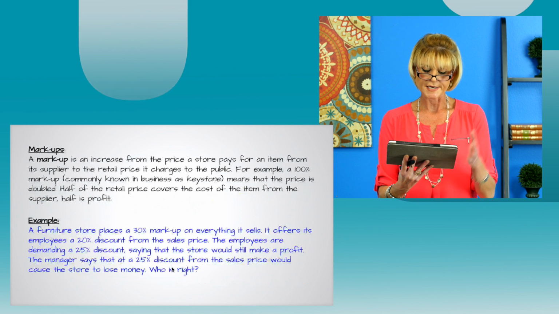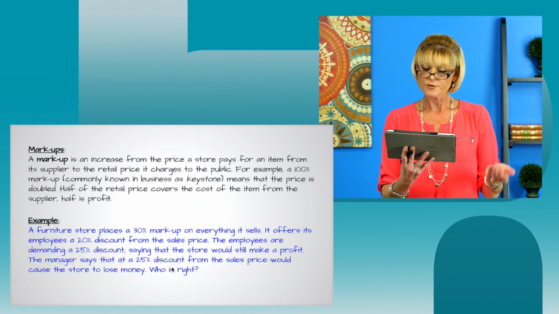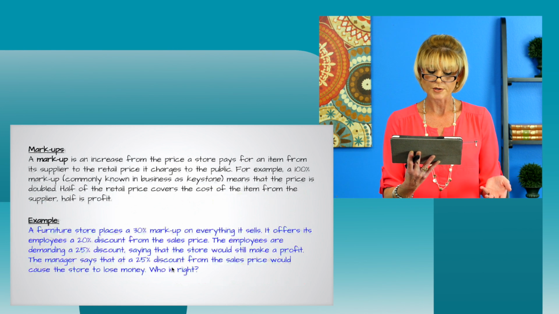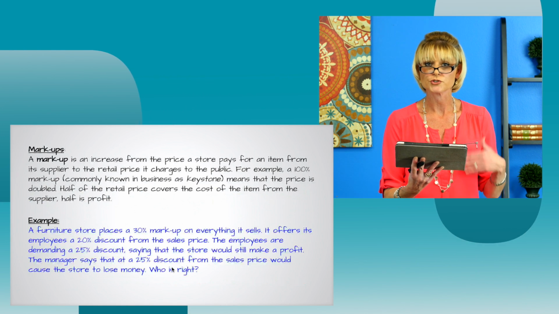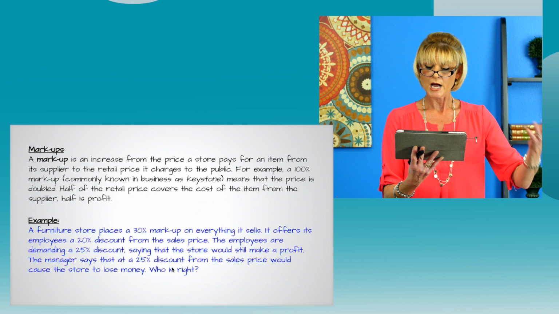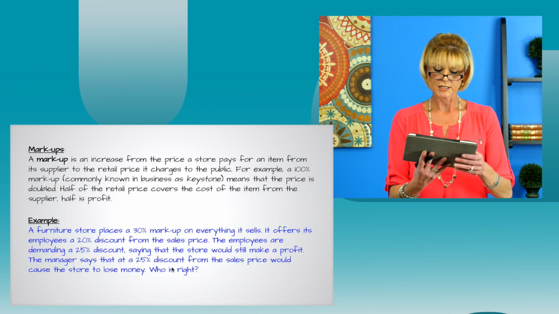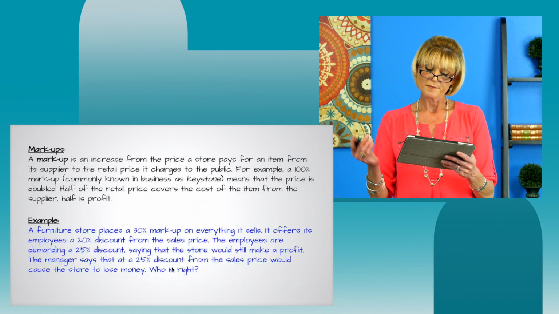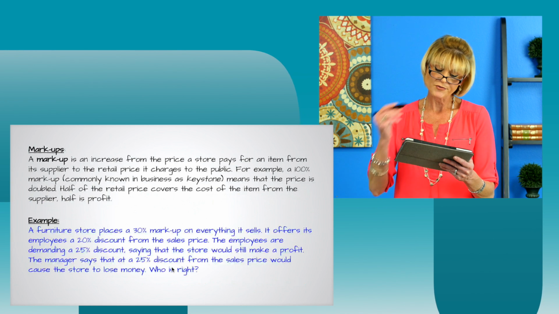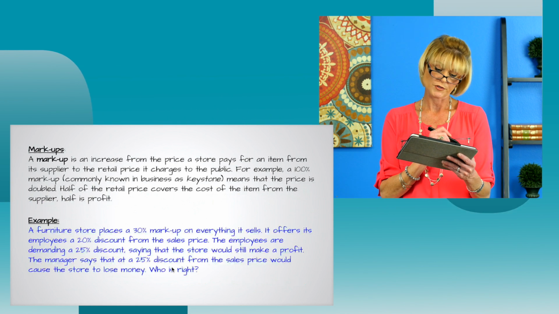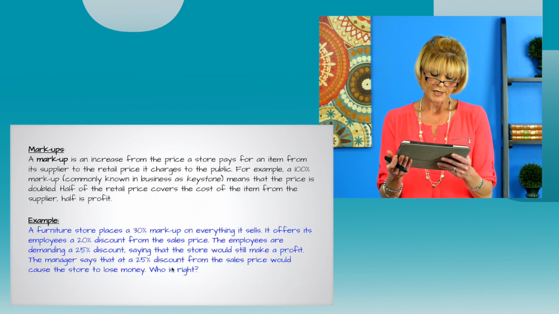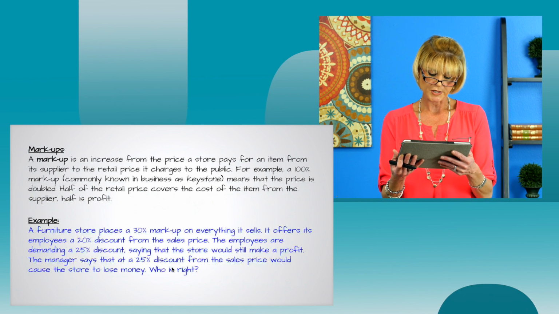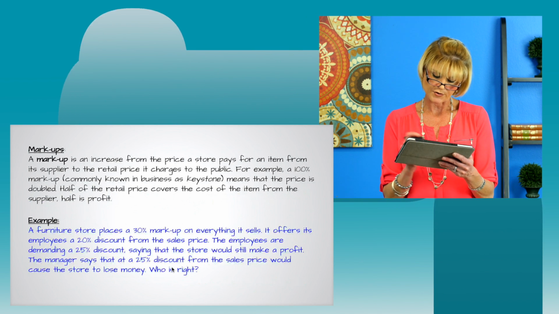Markups are an increase. Markups are increases from the price a store pays for an item from its supplier to the retail price it charges to the public. So for example, 100% markup, commonly known in business as Keystone, means that the price is doubled. So half the retail price covers the cost of the item from the supplier and half is profit. Here's an example. A furniture store places a 30% markup on everything it sells.